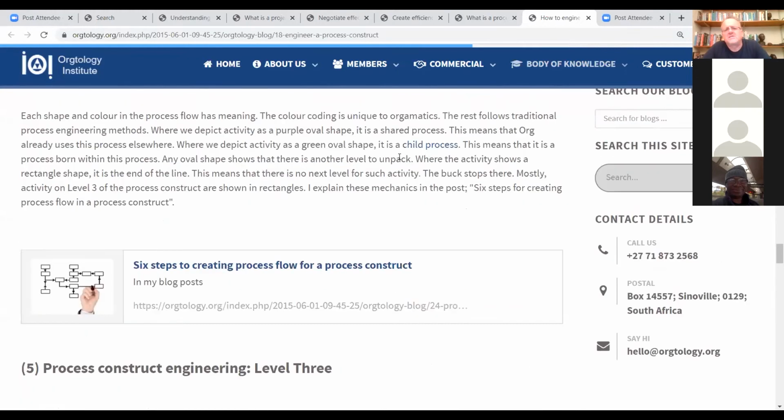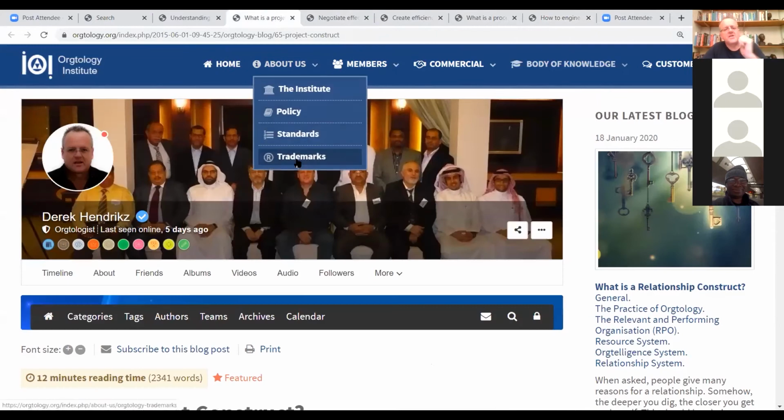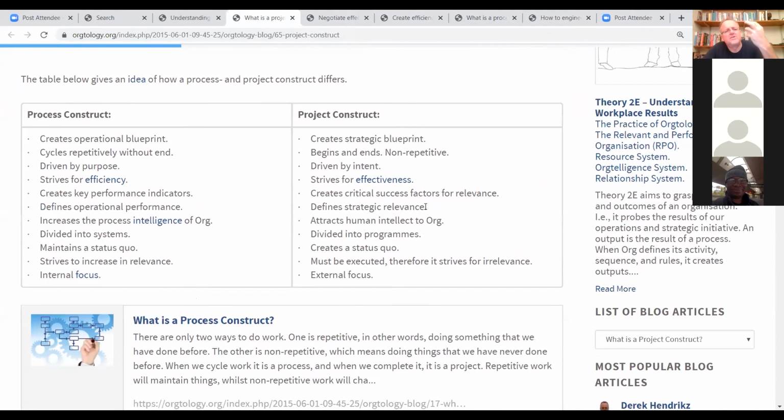All right, so that's the process construct and the engineering thereof. Then we go to the project construct. The project construct is quite difficult to depict, because it doesn't have a clear hierarchy. You can't build a hierarchy. They all emanate from processes. They take the resources from processes to become projects. So the aim of any project would be to kill it as quickly as possible so that those resources could go back where they belong, to the processes.